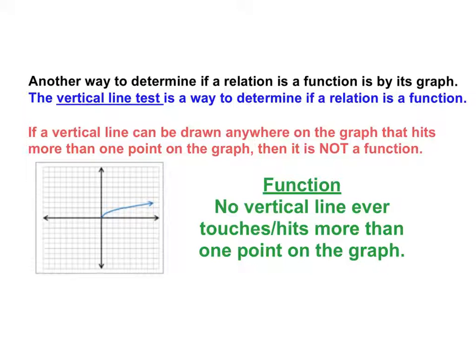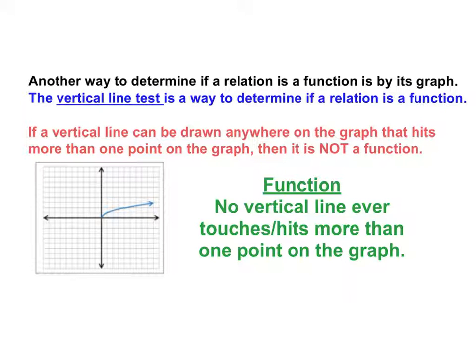The vertical line test is just another way to show that x does or does not go with more than one y. Okay? It's just a graphic way to do it. Okay, so this one is a function. This is what you would write for your answer. It's a function, no vertical line ever hits more than 1 point on the graph. Okay? Let's look at the next one.